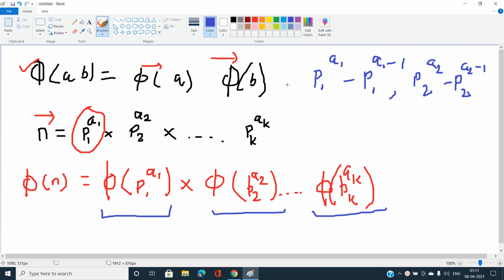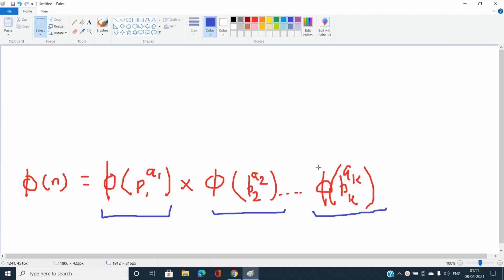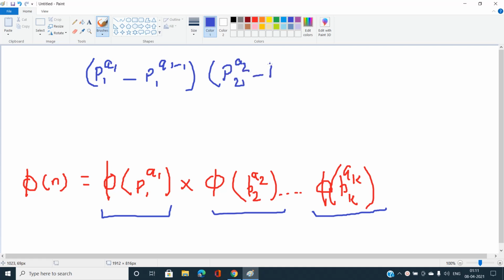Let's simplify this statement. I have already derived this relation and I need to proceed further. I'm going to write p1 power a1 minus p1 power a1 minus 1, multiplied by p2 power a2 minus p2 power a2 minus 1. For now I am going to write only these two terms, and let's take p1 power a1 and p2 power a2 common from this.